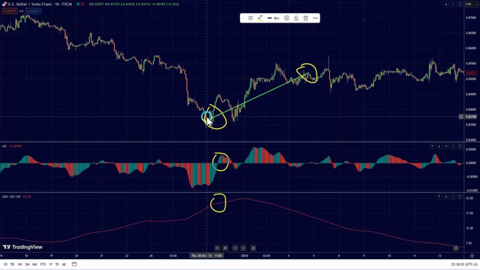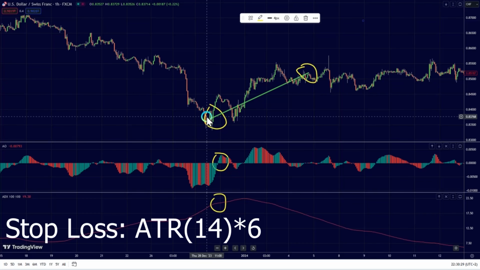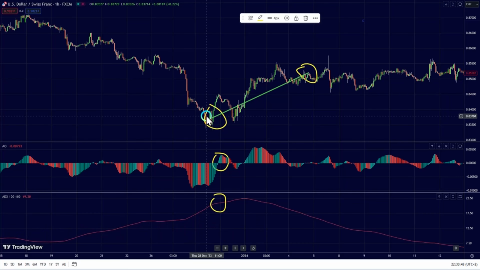Here in this algorithmic strategy, I use a very simple method, and this was the average true range, the ATR indicator with a 14 period, and I multiplied it by 6. This is my stop loss, and take profit is based on the stop loss in percent, so my take profit is 600%, so 6 times the stop loss.